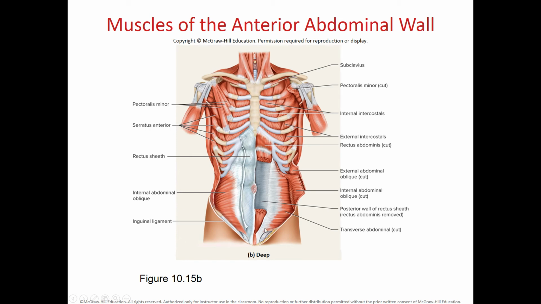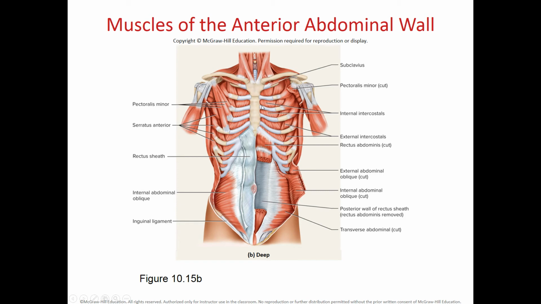And then we have externally the external oblique or external abdominal oblique muscle, and then we have the internal abdominal oblique, and then we have the transversus. Why are these called obliques? Because their muscle fibers run at an angle. And then the transversus abdominis or transverse abdominal, the muscle fibers run horizontally. That's why it's called transversus abdominis.